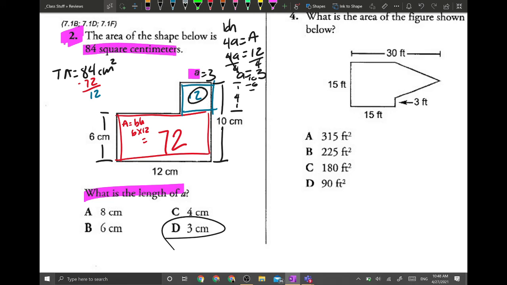So basically, 4 times what gives me 12? It cannot be 4 times 4. 4 times 4 is 16. So it has to be 3. 4 times 3 gives me 12. That's how you work it backwards.